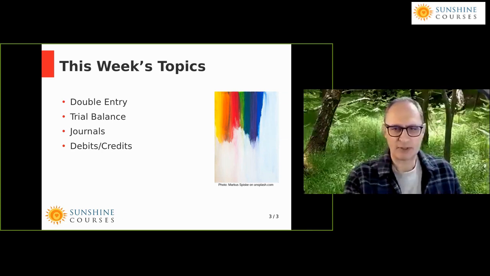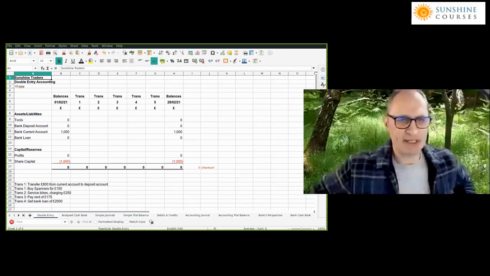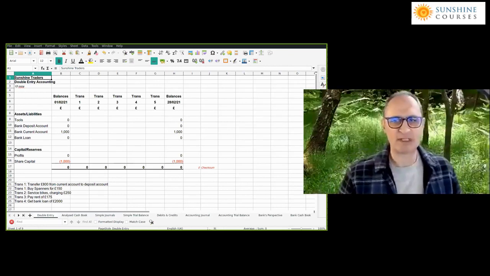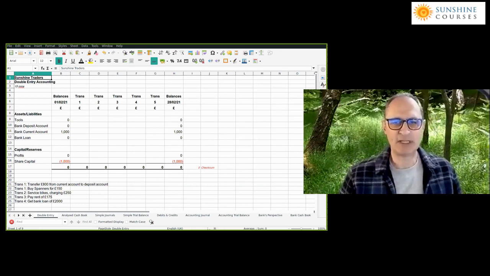So we're going to start with, just going to get the spreadsheet up. Okay. Assuming you can see the spreadsheet, this week is going to be almost entirely a practical session because a lot of the things we're talking about are much easier to understand if you see them in practice.